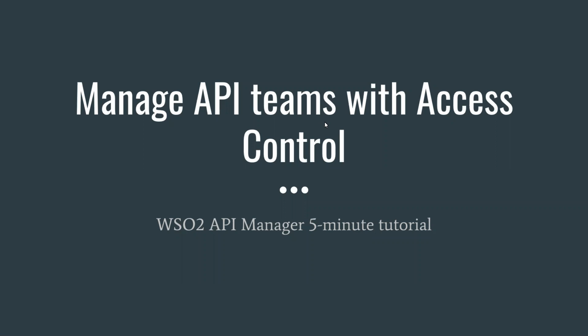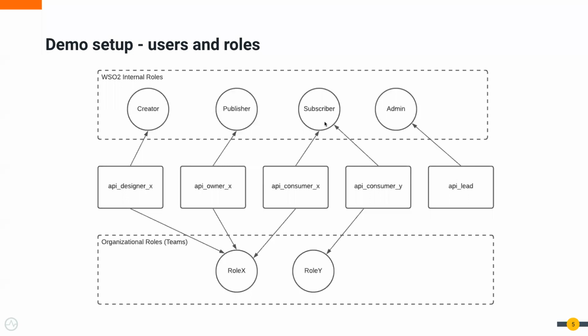In today's session, we will be talking about how to manage API teams using the access control capability of WSO2 API Manager. So in today's session, I will be using these hypothetical teams called Team X and Team Y. They are represented by organizational roles called Role X and Role Y.